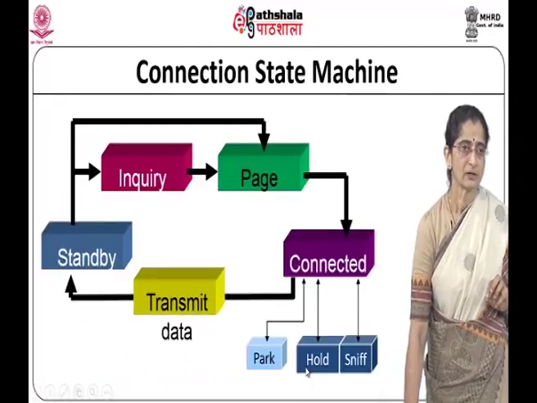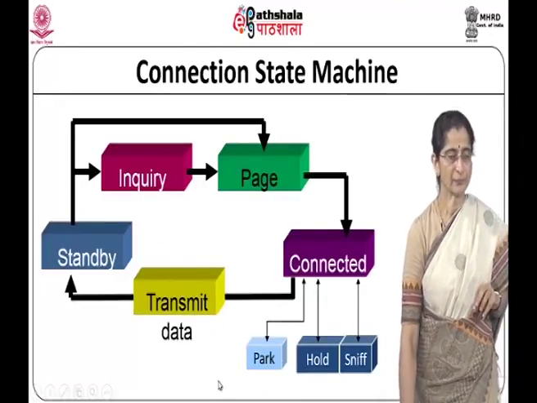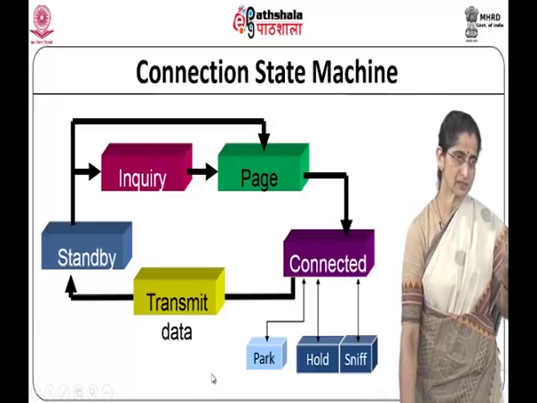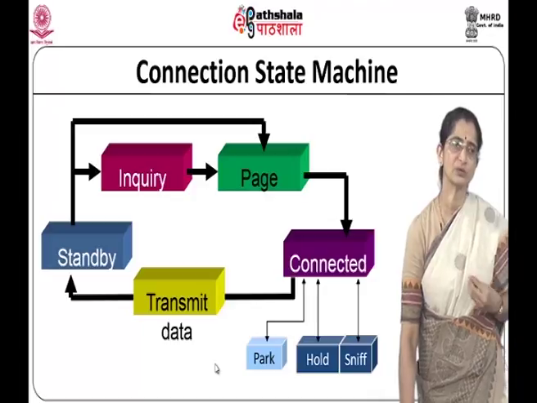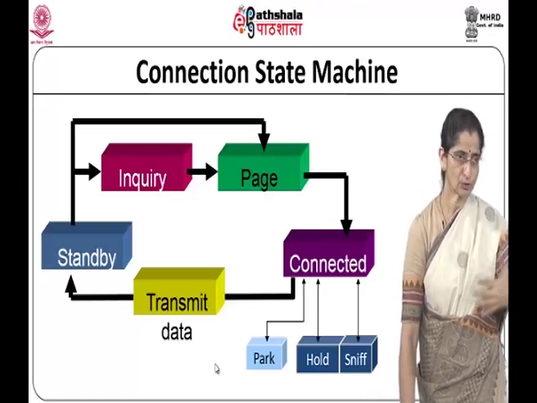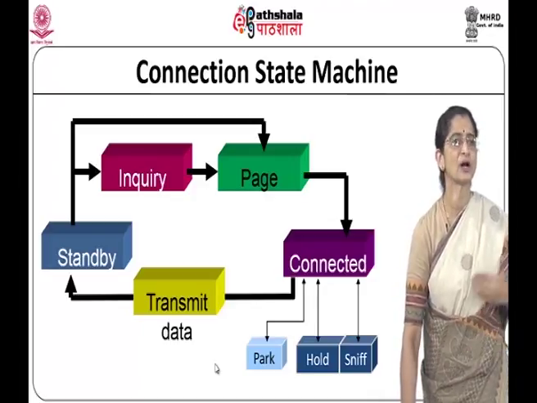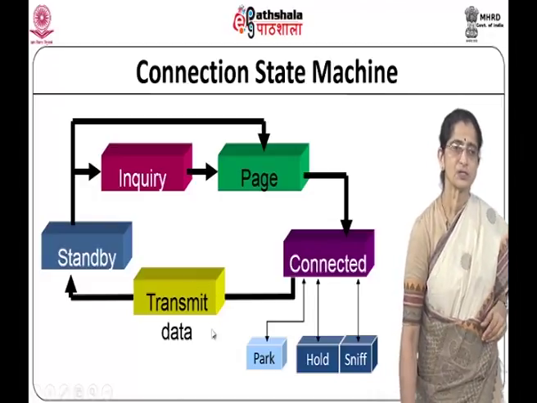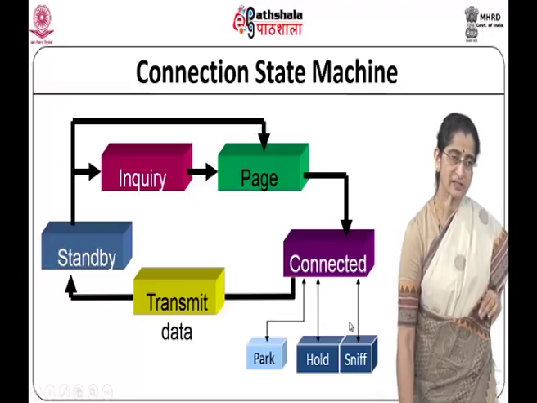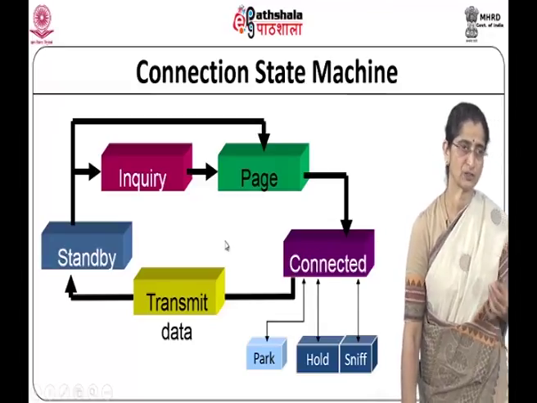If you look at how the connection is established, there is an interesting state machine used to control how the master and the slaves talk to each other, how they discover each other, how they connect to each other and start sending data. You can see that these are the various states. There are many other substates also which are used along with this.